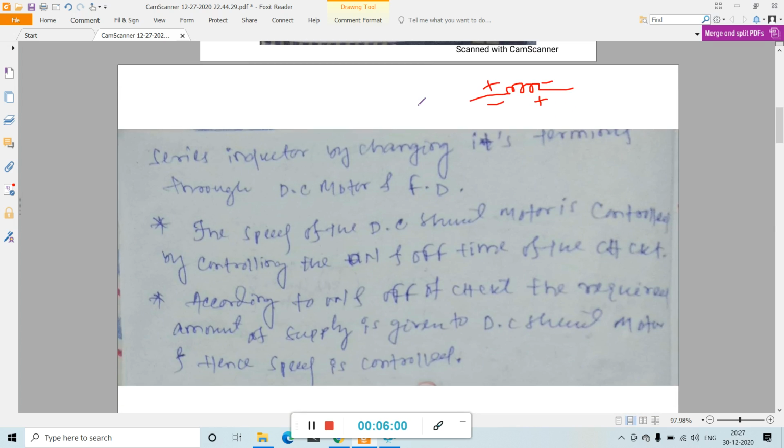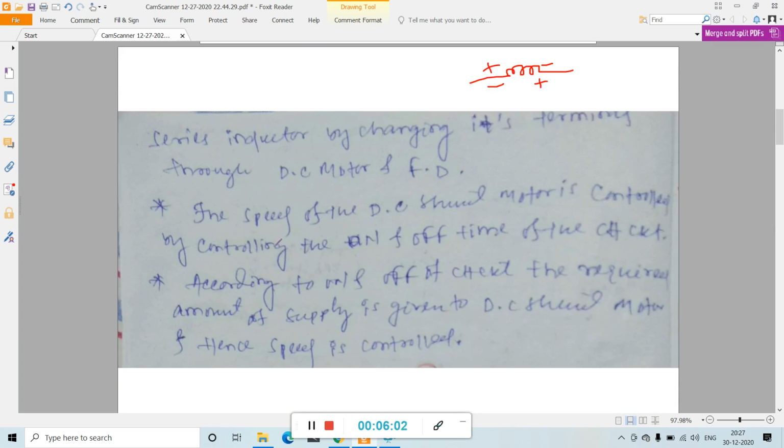So the speed of the DC shunt motor is controlled by controlling the on-off time of the chopper circuit. According to the on and off of the chopper circuit, the required amount of supply is given to the DC shunt motor, and hence the speed is controlled. Okay, so whatever supply is given to the DC shunt motor, according to that the speed of the DC shunt motor is controlled. Okay, so clearly understood about the speed control of DC shunt motor using chopper.